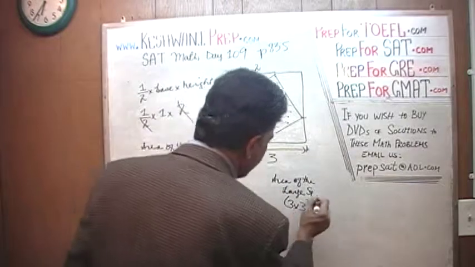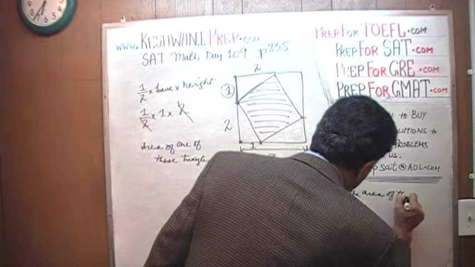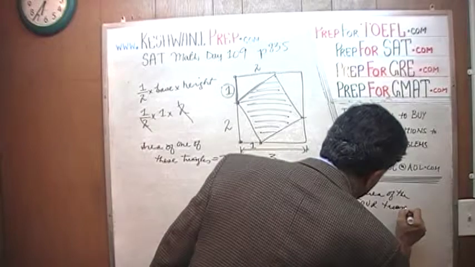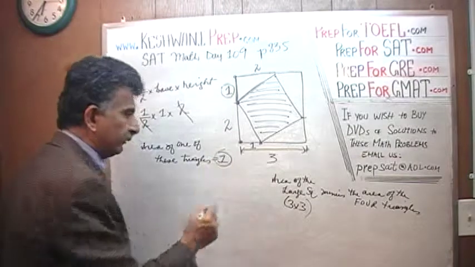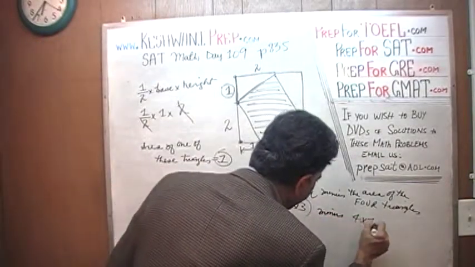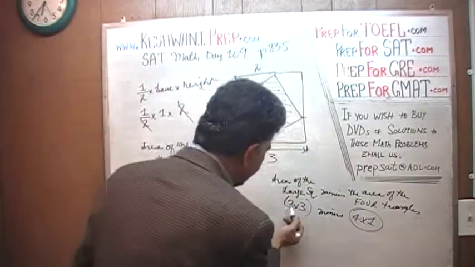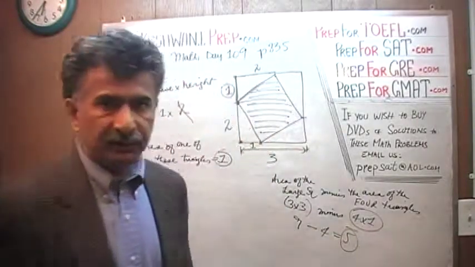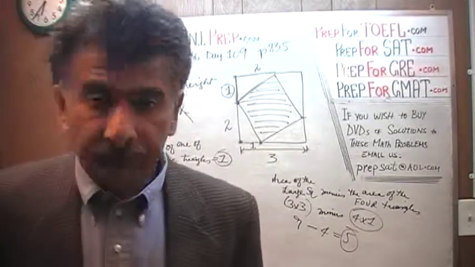So the area of the large square minus the area of the 4 triangles, and we just found out the area of each of these triangles is just 1. So it's 3 times 3 minus 4 times 1, because there are 4 of them. 3 times 3 is the area of the square, which is 9, minus 4. Hence the area of the shaded region is 5. That's all. The answer is 5.